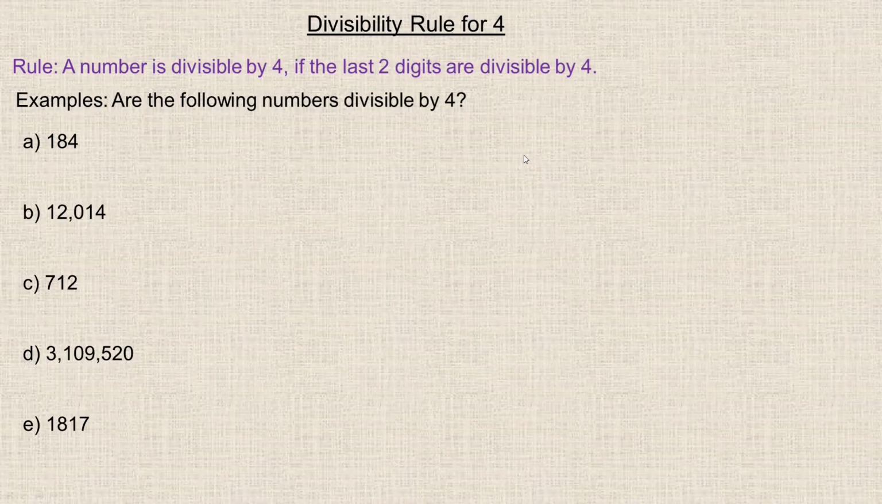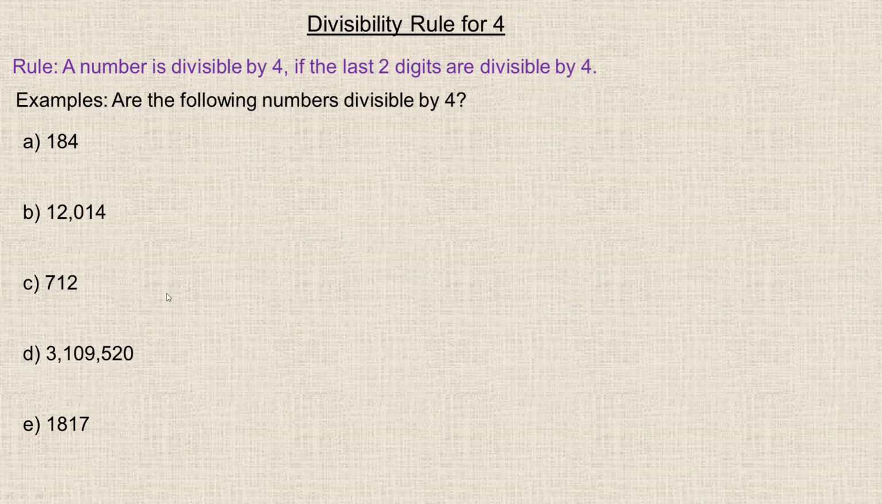In this tutorial, we'll take a look at the divisibility rule for the number 4 to figure out if any given number is divisible by 4. So the rule is, to figure out if a number is divisible by 4, you only have to look at the last two digits. If the last two digits are divisible by 4, then the whole number is divisible by 4.